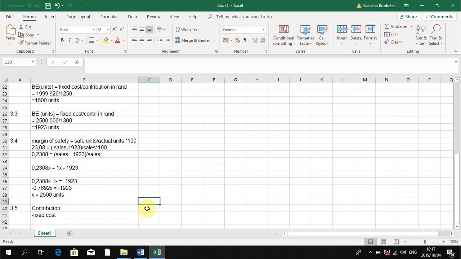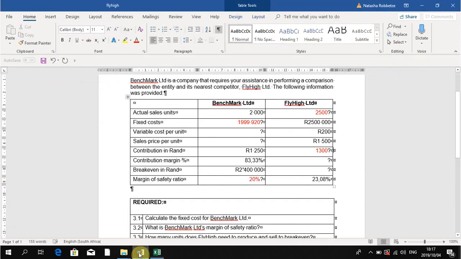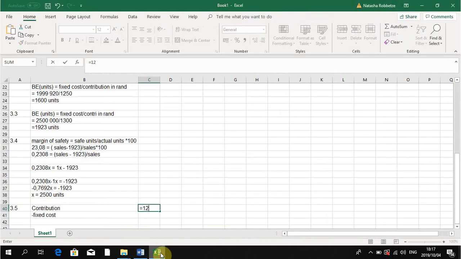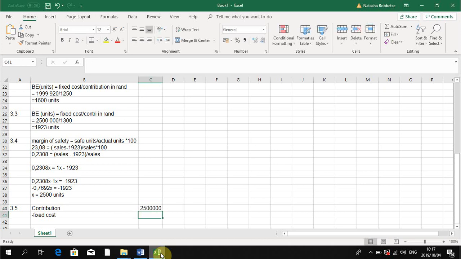So in calculating the contribution, I'm just quickly going back, it's 1,250 per unit at 2,000 units. So 1,250 Rand, and I'm going to times that by 2,000 units. That gives me a total contribution of 2.5 million. And then I'm going to minus my fixed cost, which I've calculated to be 1,999,920.